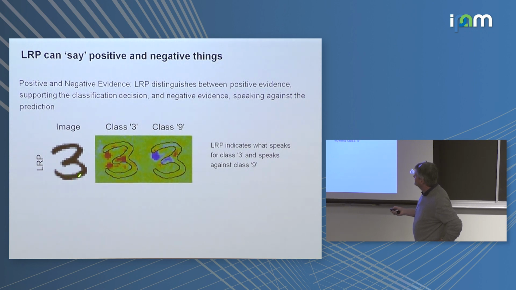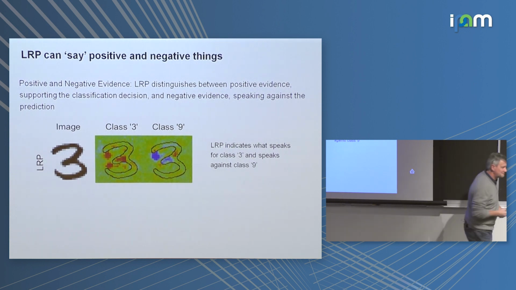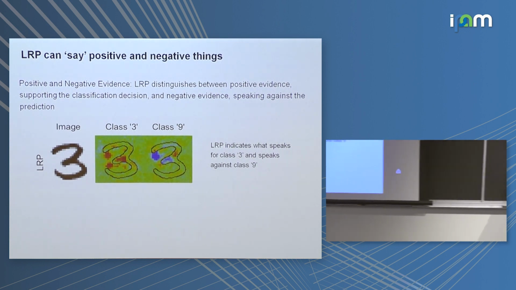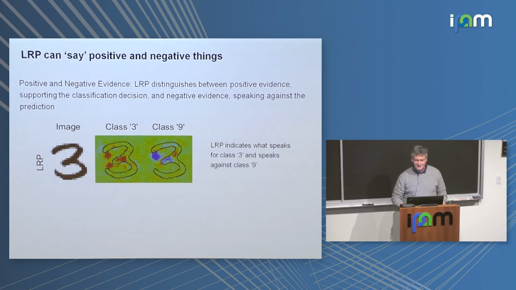So this is classified as a 3. It's classified as a 3 because there's nothing here, right? No pixels filled. So you can also ask, why would it be classified as a 9? And there's some positive evidence because the 9 also has something here. But there's nothing here, right? So this is why this is not a 9. So LRP can say something positive and negative about things.